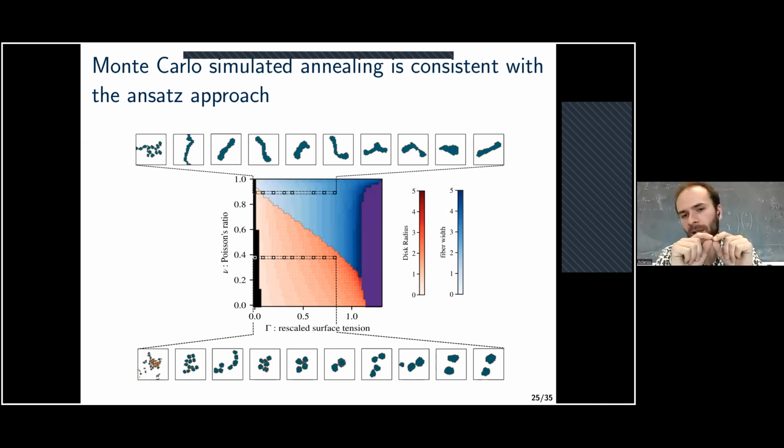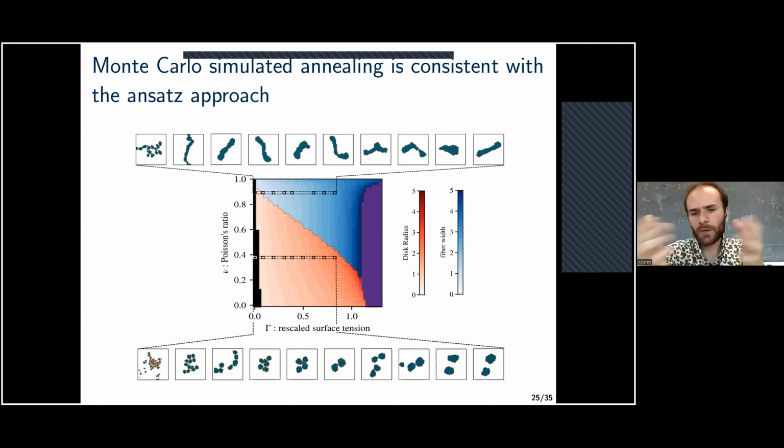I'm just showing you a few snapshots of the final equilibrated system. And as you can see, the main feature of the phase diagram is still conserved, where we obtain a disk at low Poisson ratio with size that increases with the surface tension. And same for the fibers. So first we obtain fibers at high Poisson ratio, and well, who knows if the width really increases or not, but it seems that it starts to increase a little bit at the beginning.